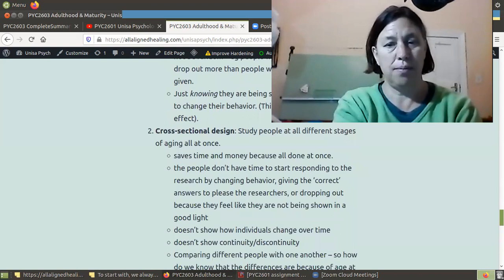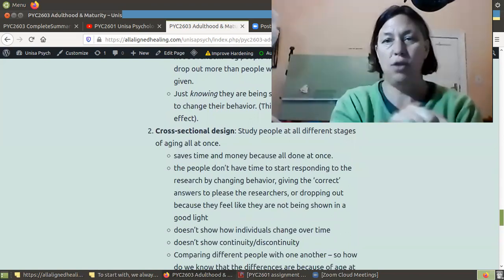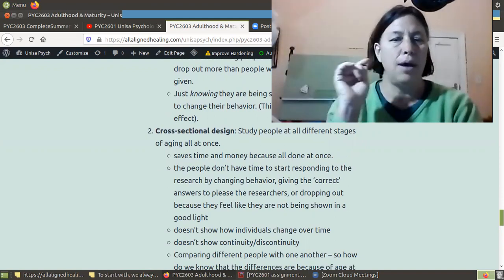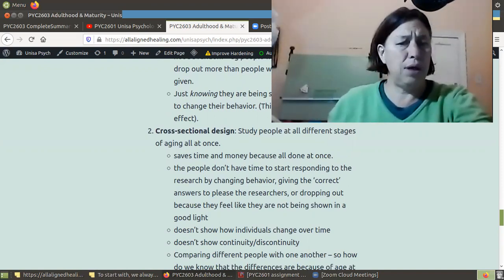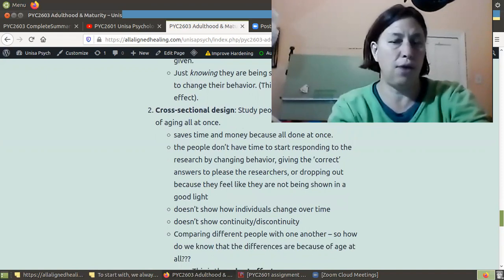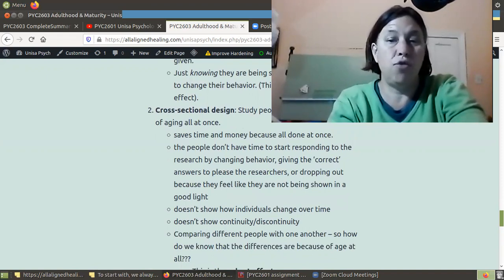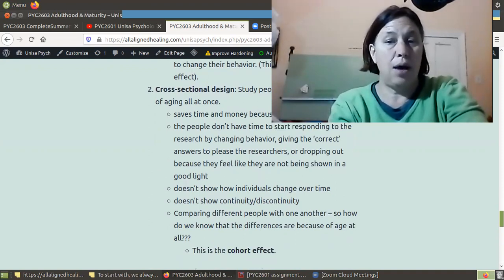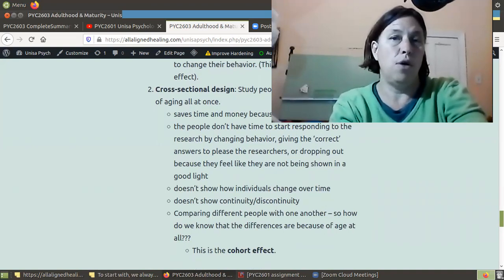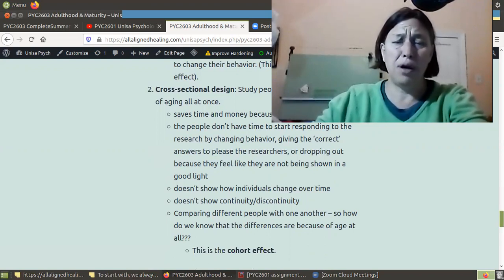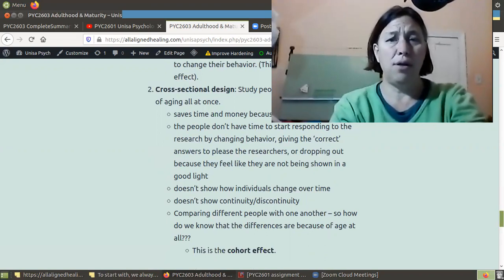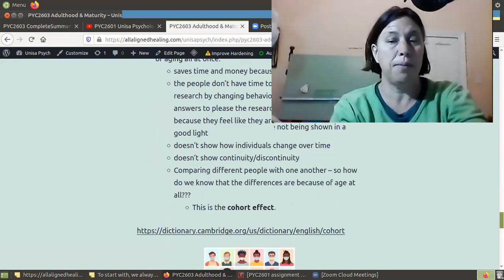But it doesn't show how people change over time as particular people. What was that 10-year-old going to be like at the age of 60? It's continuous or discontinuous change. And you're also comparing different people with one another. How do you know that the differences are actually because of age and not because of the history of technology, for example? So this is called the cohort effect. We don't know if it's actually a cohort of historical people. Like, for example, old people nowadays may not be good on computers, but that's not necessarily because of age. It's because they're part of a cohort that wasn't exposed to computers.